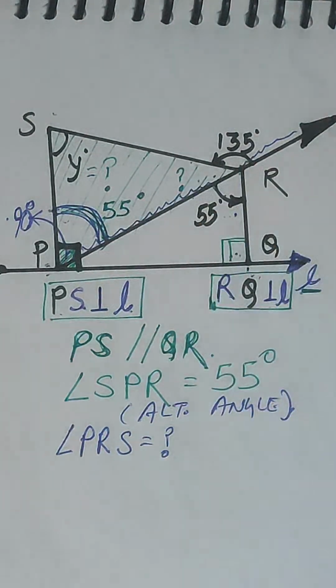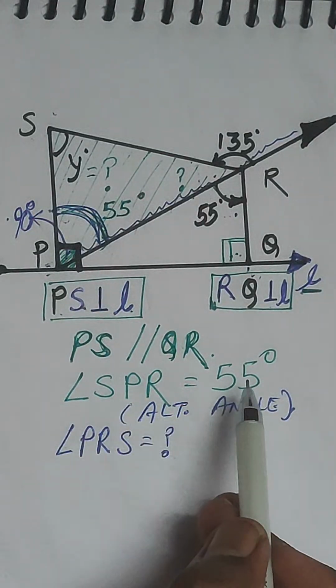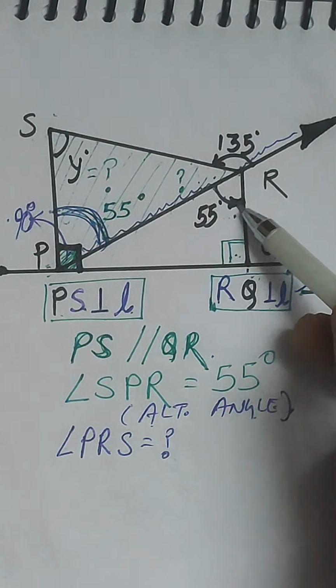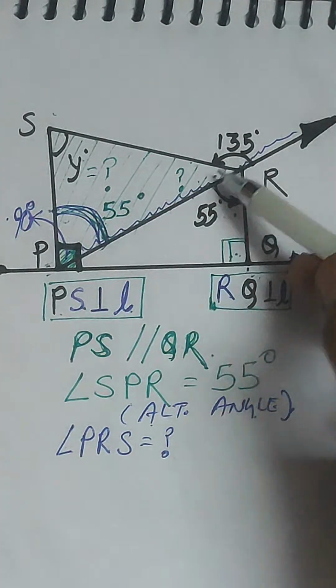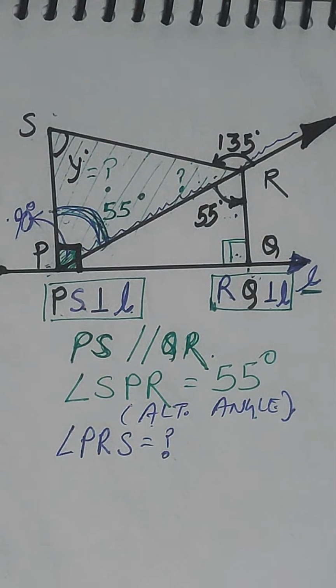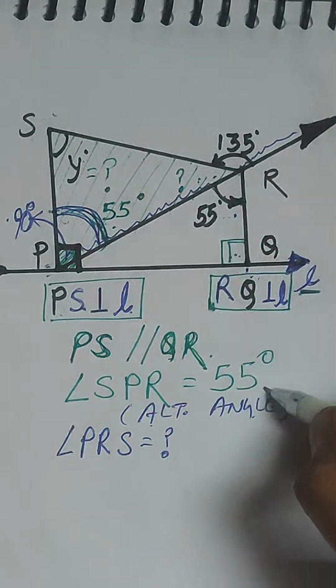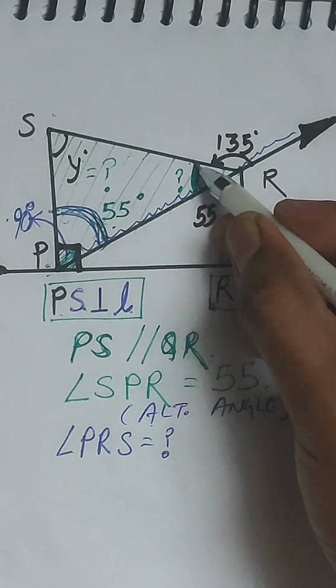So if PRS is a triangle, then here we already calculated this angle SPR as 55 degrees, being an alternate angle to this angle PRQ, whose value was known to you as 55 degree. Then if you consider the triangle PRS and add all the angles together, it will come as 180 degree, right? You know the value of this angle, 55 degree, being an alternate, but you do not know the value of this one. So this value can be easily calculated. You can think how.